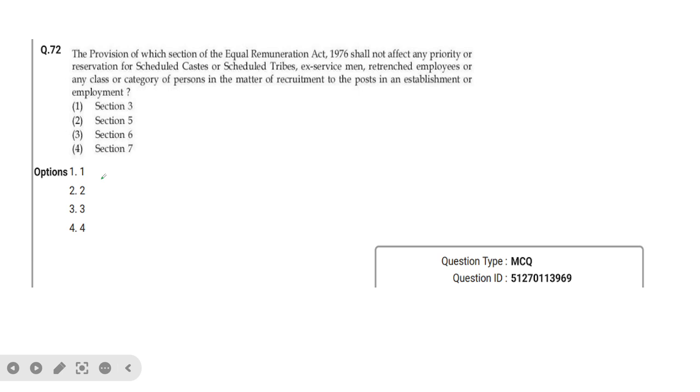Question number 72 is, the provisions of which section of the Equal Remuneration Act of 1976 shall not affect any priority or reservation for scheduled caste or scheduled tribes, ex-servicemen, retrenched employees of any class or category of persons in the matter of recruitment to the post in an establishment or employment. So it's section 3, section 5, section 6, section 7. So answer is option 2, that is section 5.